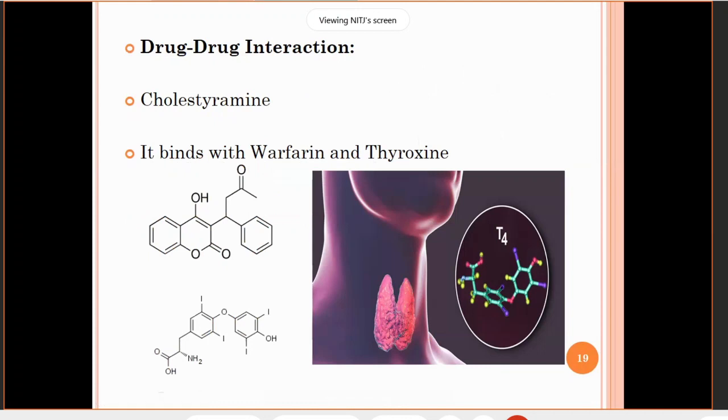I'll give you another example here. We can take the example of cholestyramine. When we take cholestyramine, what happens? If you take thyroxine or warfarin immediately afterwards, it will form a complex with that. Warfarin and thyroxine, a drug-drug interaction will take place, and the impact of that will be lost. This cholestyramine is a cholesterol-lowering medicine. That's again another problem. Drug-drug interaction is another problem with the traditional drug delivery system.